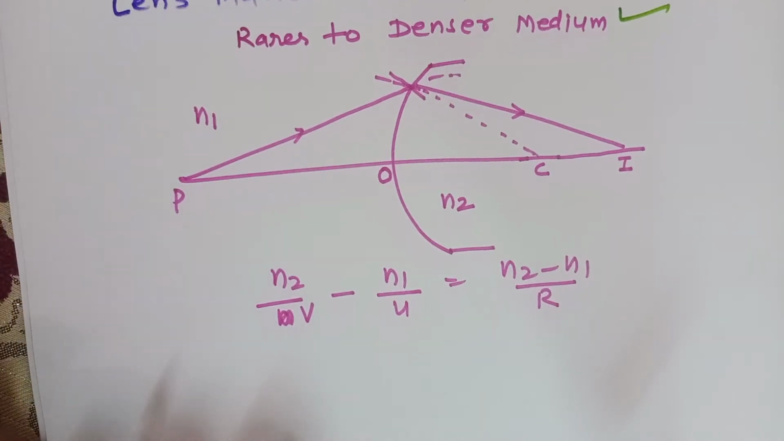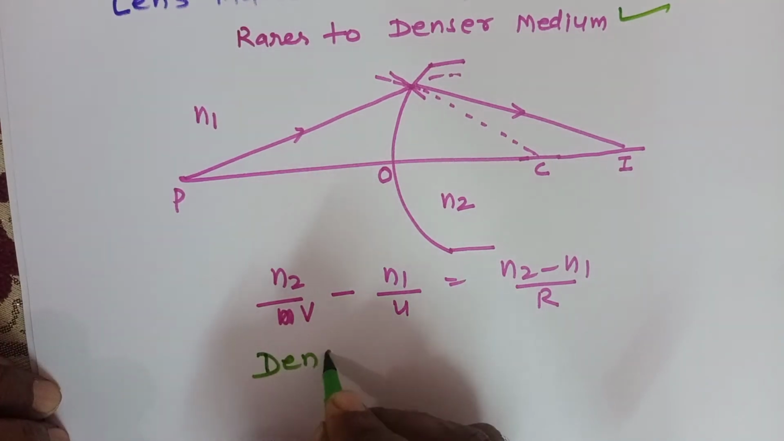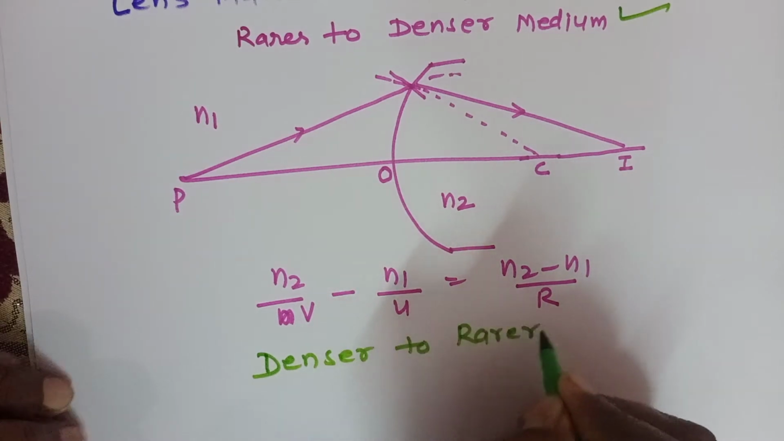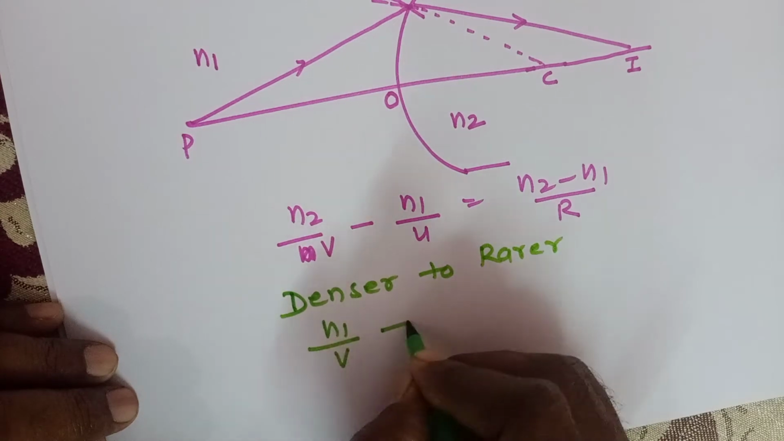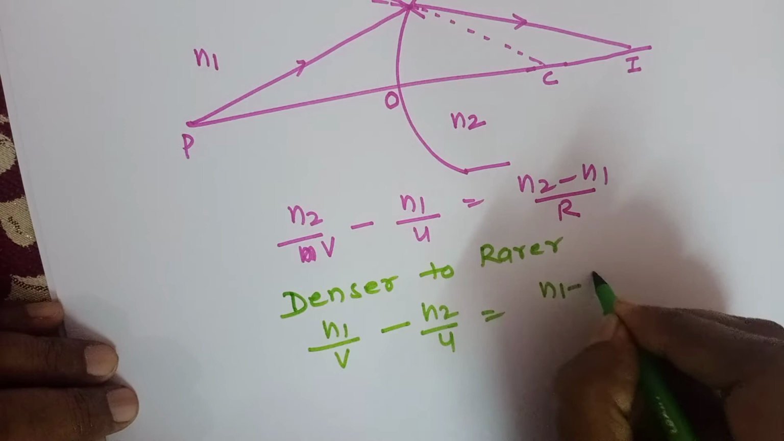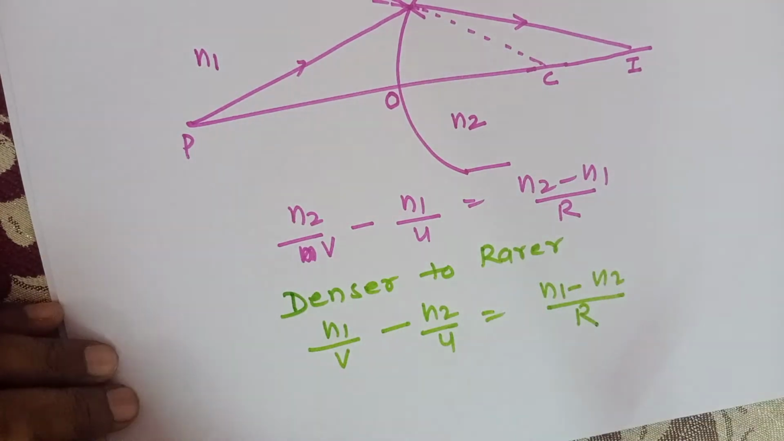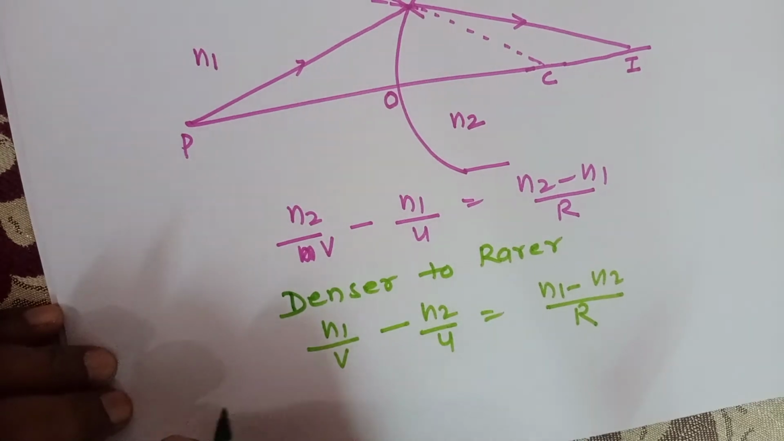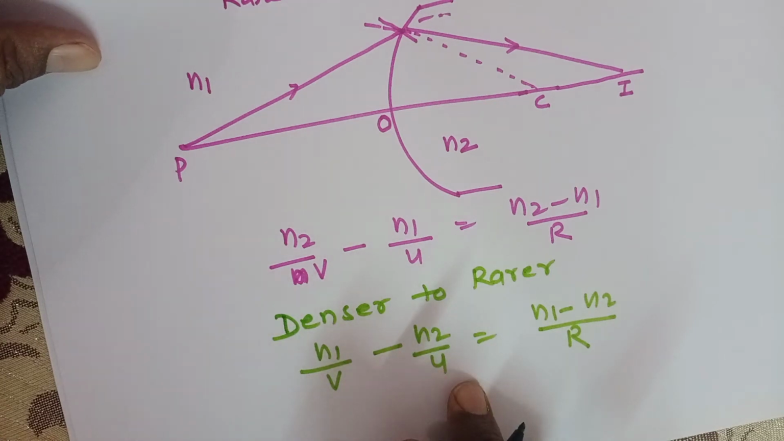But when refraction takes place from denser to rarer, both will change. The formula will become N1 by V minus N2 by U, equal to N1 minus N2 by R. The only thing is that N1 and N2 will change their places. We will keep this in mind.